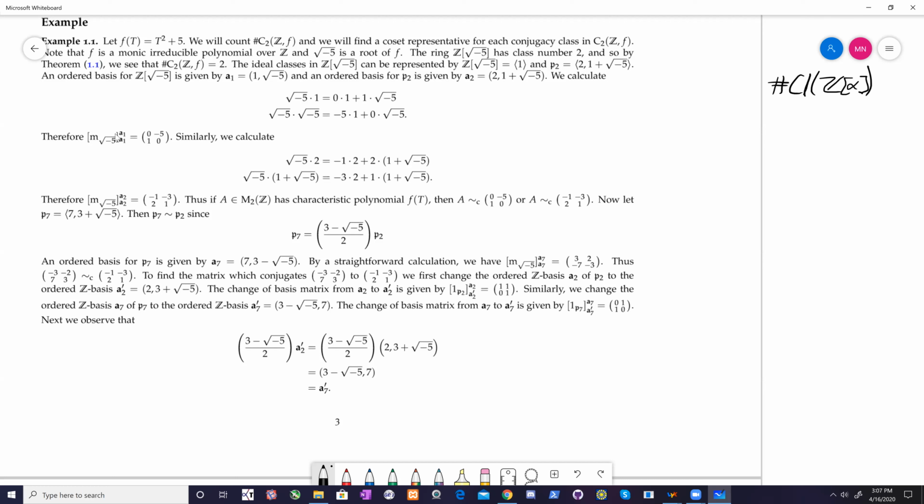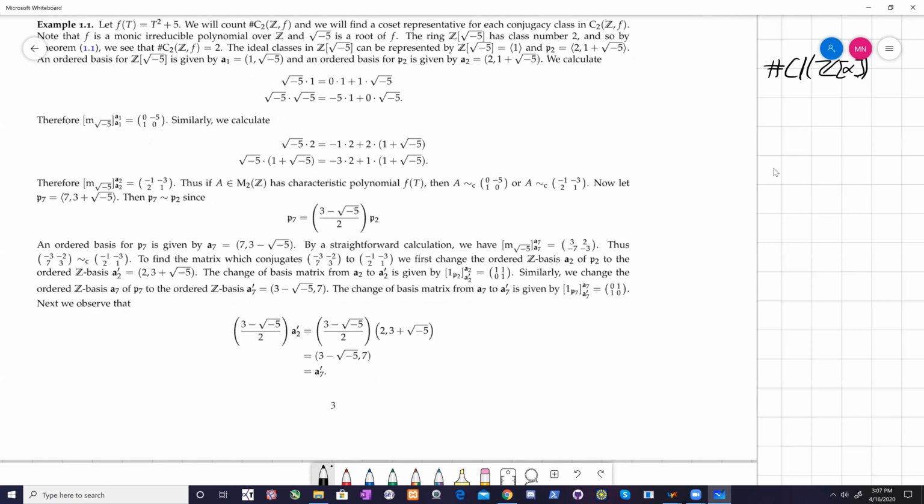And these are all of them, actually. These are all the classes because these are all the ideal classes. These represent all ideal classes, so therefore these two matrices represent all conjugacy classes. So therefore, if A is any matrix with coefficients in the ring of integers and it has characteristic polynomial F of t, then it must either be conjugate to this matrix or this matrix here.